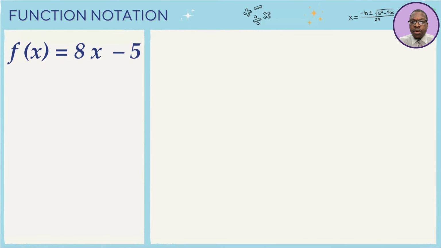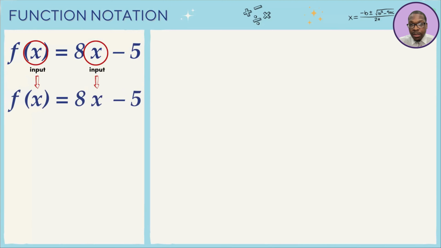Okay, let's look at a few more examples. Let's start with f of x equals 8x minus 5. In this case, remember, always focus on your x values. Every time you input an x here, you're going to input with every x in the problem. So your x's are always your input. So whatever you do for one x, you need to replace it with all the x's.